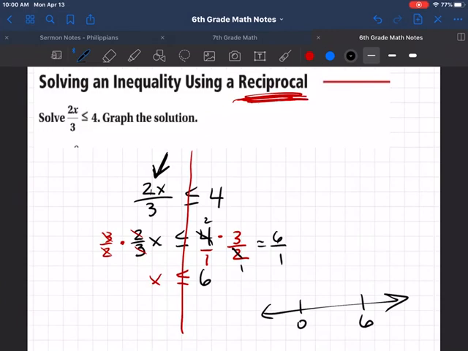And then we go to graph it. We have 0. We have our 6. And we have x is less than, and here's our equal, so closed circle, less than, going left, less than or equal to 6, okay? And again, that would look like this little choice on your big ideas deal.